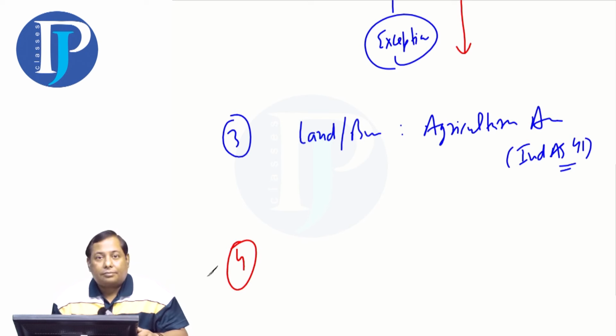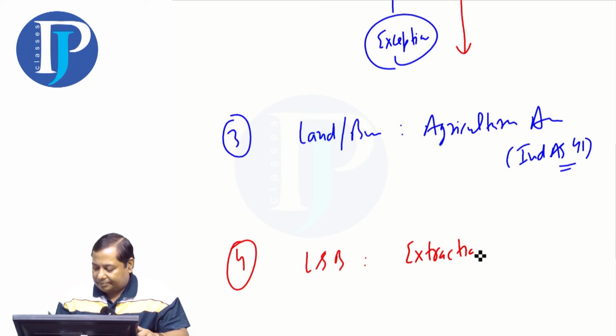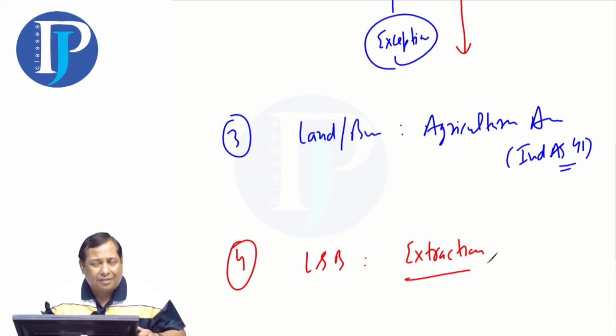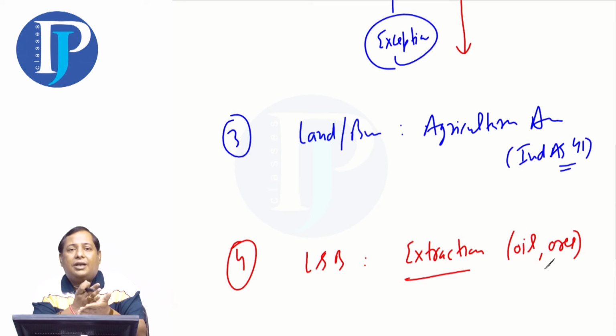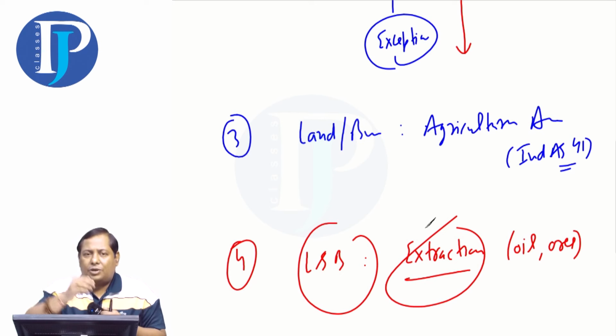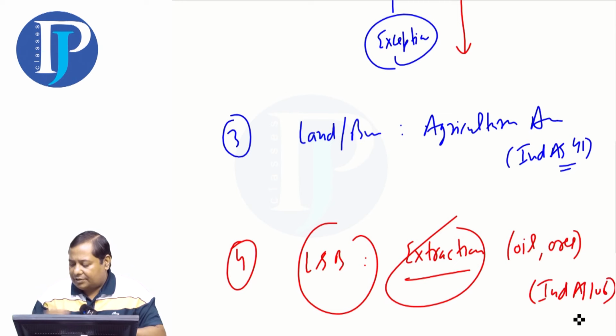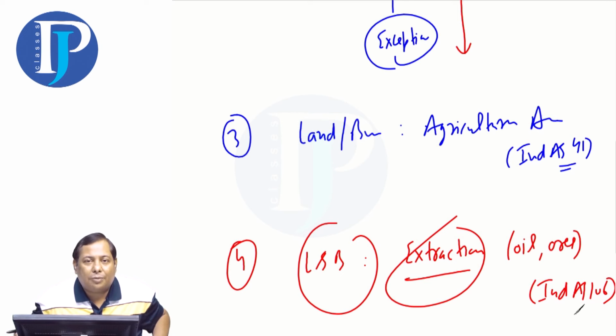Point number 4. If any land or building is used for extraction purposes. Extraction, yes, for oil, any mineral oil, mineral resources, natural gases. For that you are extracting something from the land. If you own a land and there are underground resources beneath and you are extracting those, then this type of land will be dealt with under Ind AS 106.